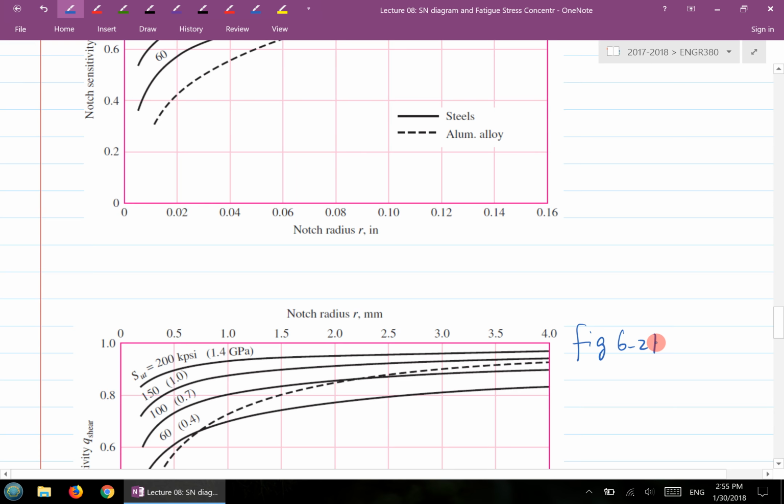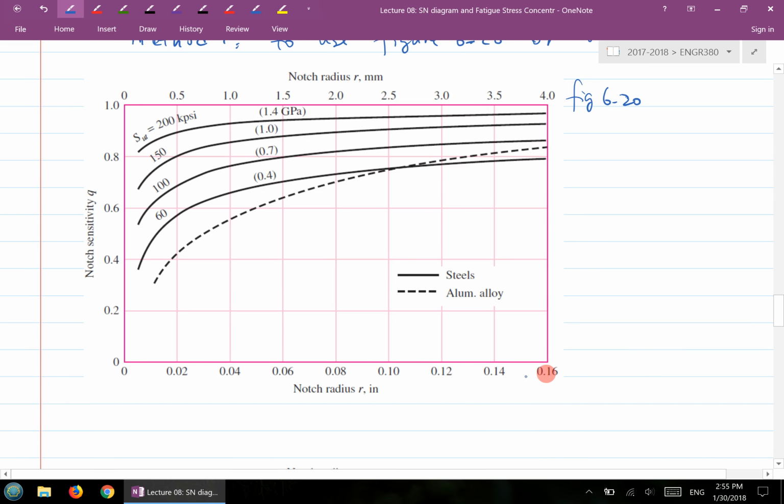The horizontal axis is called the notch radius. Let's say you have a bar that gradually changes with a fillet radius here. This R here is the notch radius. Or if you have a groove on the shaft, that's also the notch radius. So the horizontal axis is the notch radius.